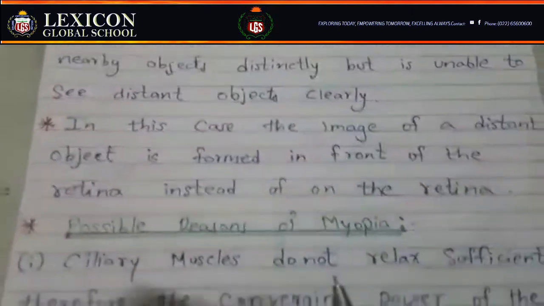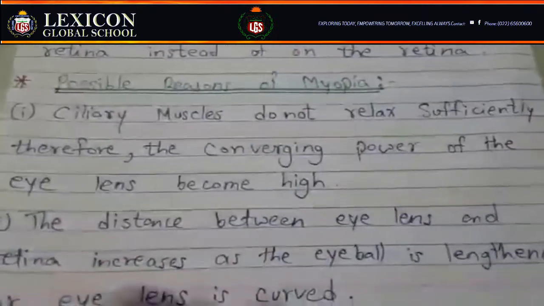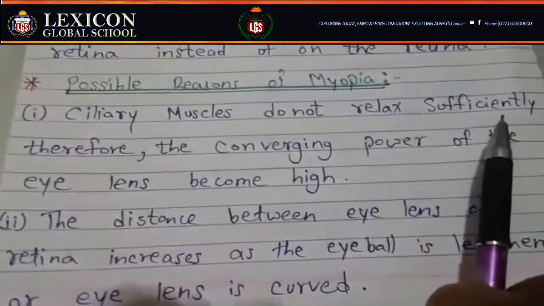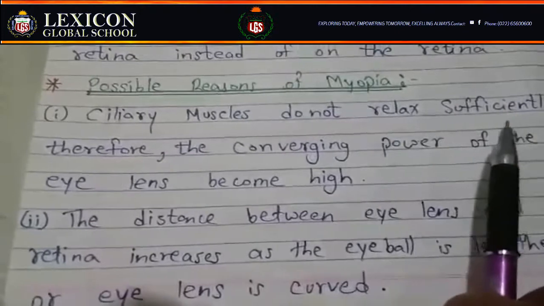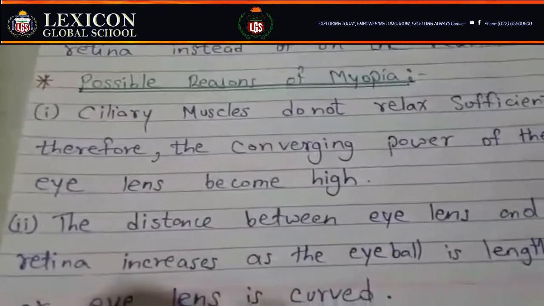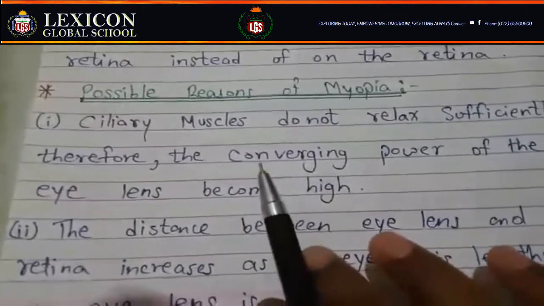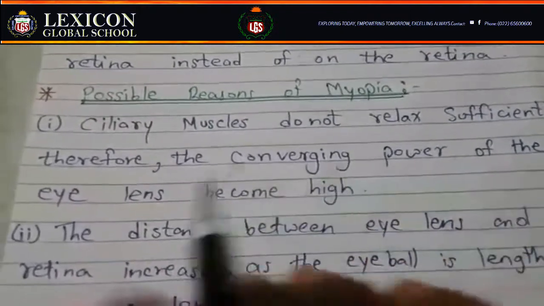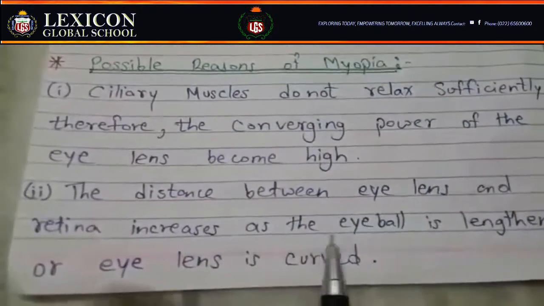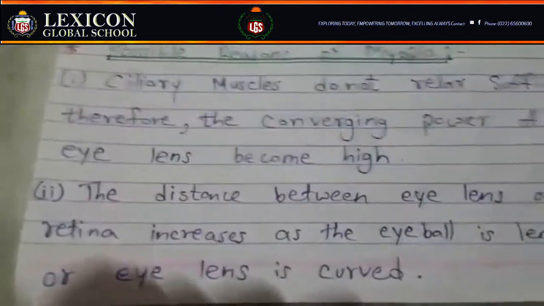Is that clear? Now, the possible reasons why myopia happens. First, the ciliary muscles do not relax sufficiently. We have seen where the ciliary muscles are in our eyes. This happens when we are working continuously on a computer or laptop, or reading continuously in a book, so our eyes do not relax. The converging power of the eye lens becomes high. The distance between the eye lens and retina increases as the eyeball is lengthened, or the eye lens is curved.